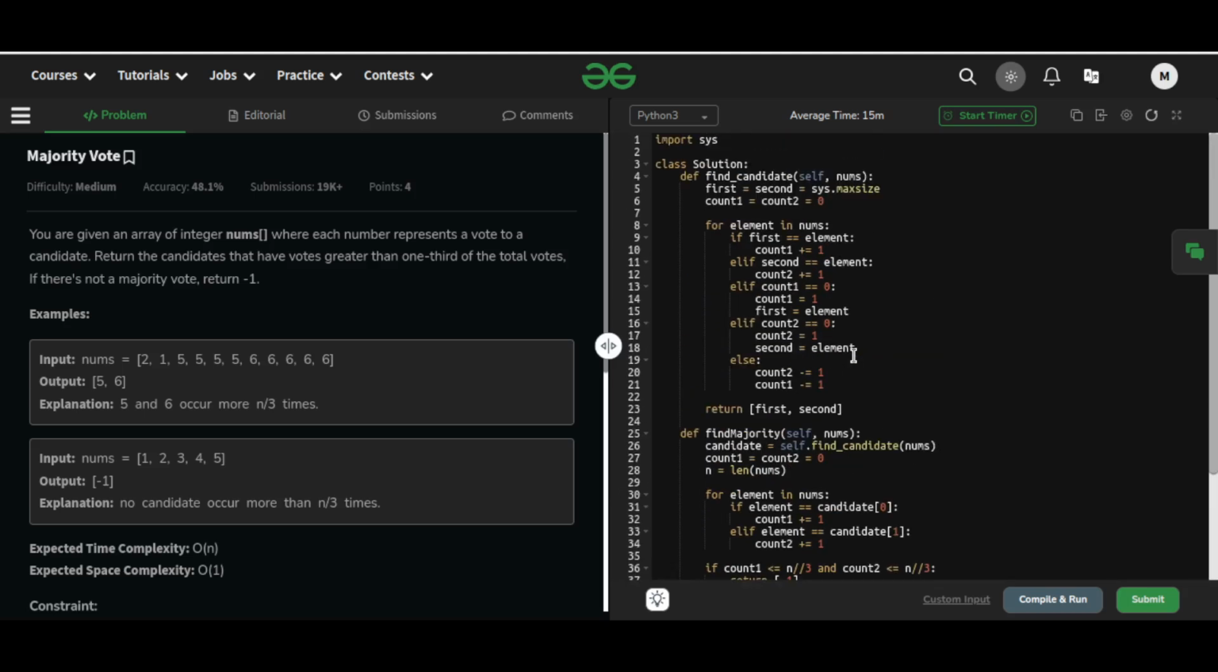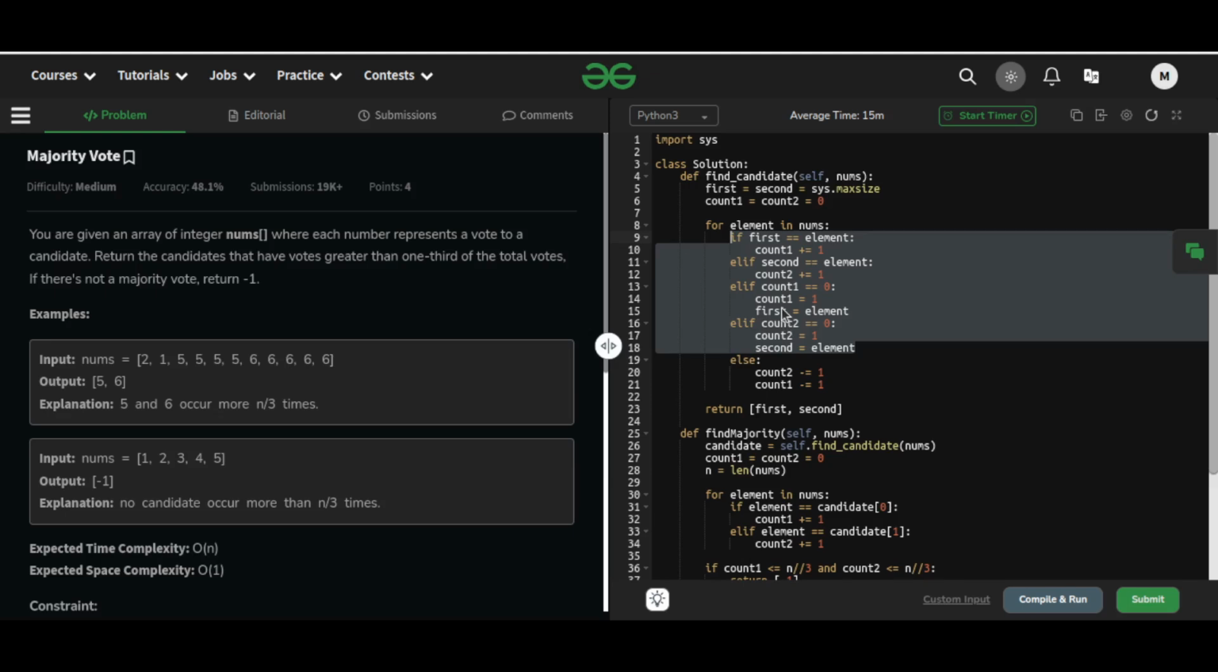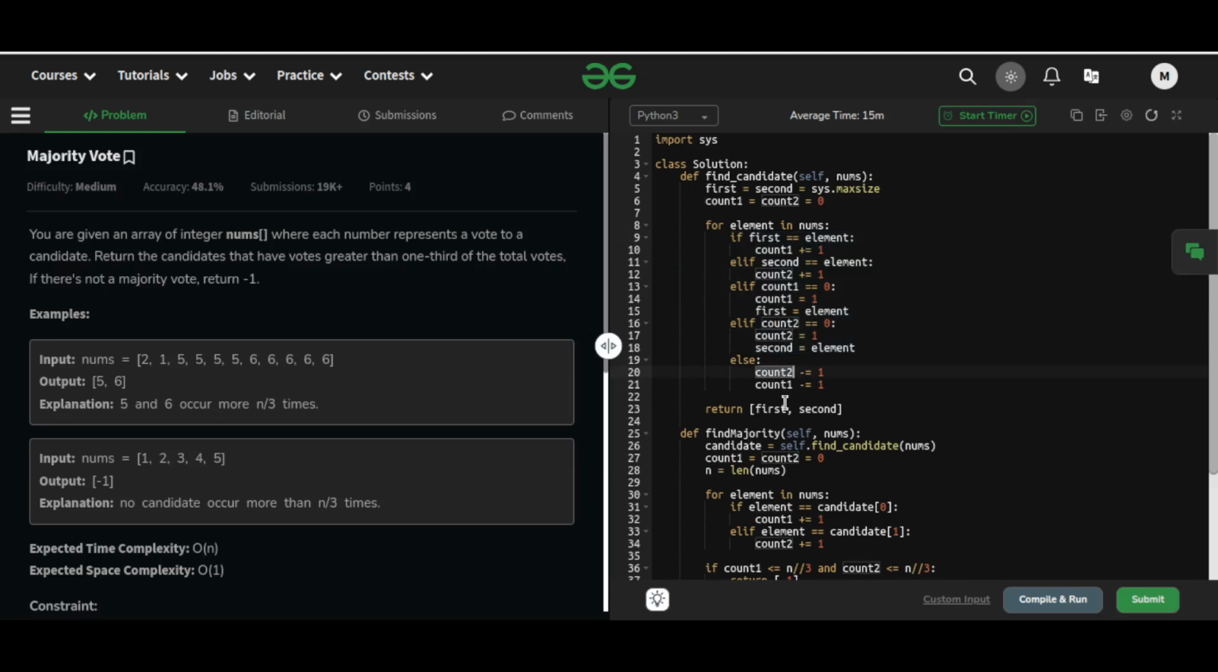Now let us look at the find candidate function as well. So for this, first and second are set to a positive infinity value, count 1 and count 2 equal 0, and then we are iterating on the nums array. If first equals element, then we are increasing count 1 by 1. If second equals element, then we are increasing count 2 by 1. Otherwise, we are checking whether count 1 or count 2 is equal to 0. If count 1 equals 0, then we are updating the first element and setting the value of count 1 equal to 1. And the same thing goes for count 2. If none of these conditions are satisfied, then we are decreasing count 1 and count 2 by 1. And towards the end, we are returning the first and second candidate elements.